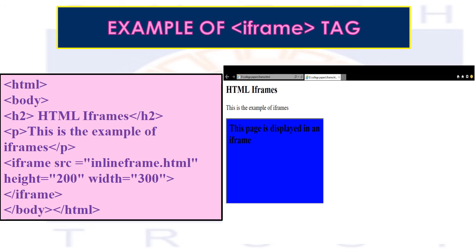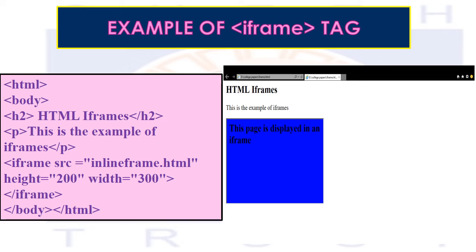Here comes the example of iframe tag. You can see the example on the left hand side, the program written of the HTML iframe. That is the simple program. H2 tag is used, the paragraph tag is used, and here we have the first iframe tag, that is iframe src. src again, it is the attribute of iframe. Along with the iframe we have the src, that is the inline frame.html.